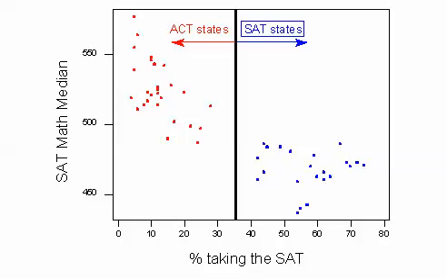On the other hand, in the SAT states on the right, larger percentages of students take the SAT. These students represent a much broader cross-section of the population, and therefore we see lower SAT math scores. To summarize, in this case, including the lurking variable, ACT state versus SAT state, helped us better understand the observed negative relationship in our data.